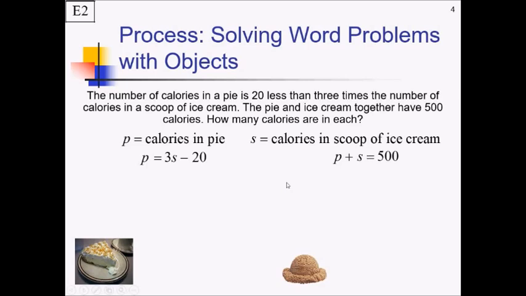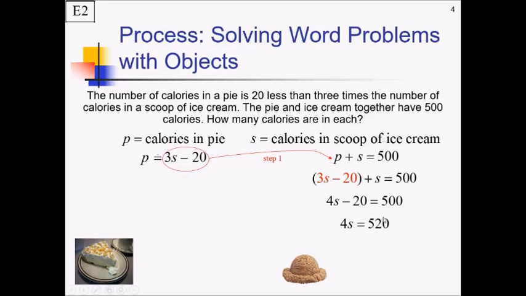Now, in this situation, since I already have a variable isolated, namely P, I think substitution is going to be a little bit faster. I mean, you could use elimination on this if you move the S over to the left side and multiply at least one of these by -1, but why make things take longer than they need to? So I'm going to substitute 3S minus 20 for the P over here. So this is going to now just be 3S minus 20 plus S equals 500. And then combining like terms, I've got 4S minus 20 on the left side. Adding 20 gives me 520.